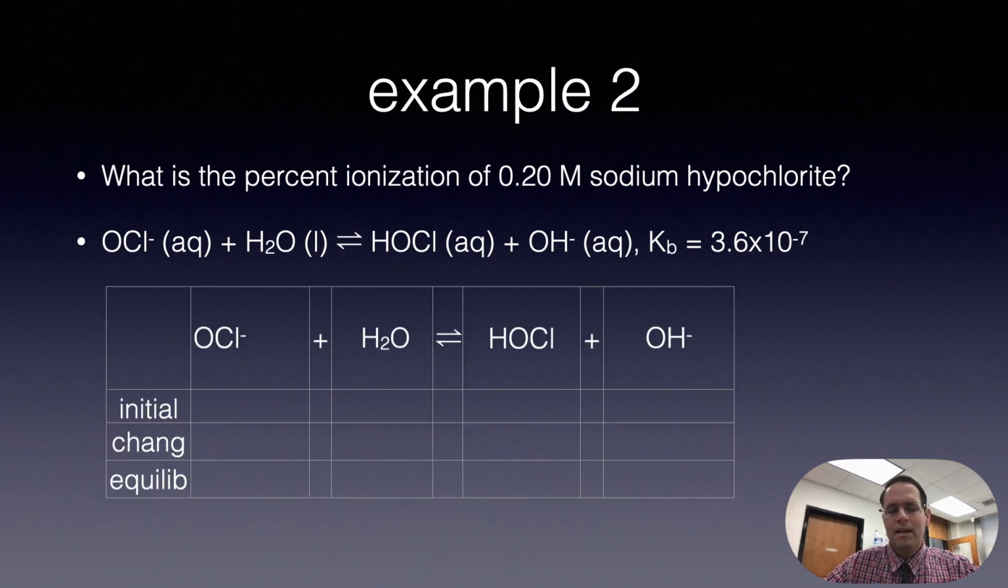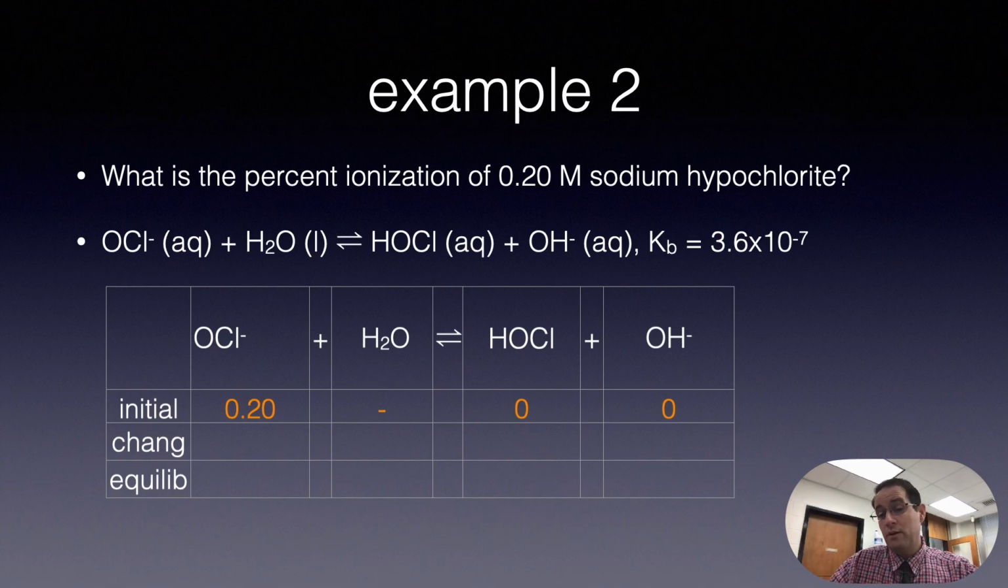Okay, and what you want to do is set up an ICE table with the initial, change, and equilibrium in the column, and then our ions of interest written out. Water is a liquid, and I just put it here for the sake of completeness. Okay. So we're starting off with 0.20 molar of the hypochlorite. We don't worry about water because it's a liquid, and we're assuming we have 0 of the products. Now it's true in pure water you have very small amounts of hydroxide, but it's too small relative to the amount of hydroxide that's going to be formed by this chemical reaction. So just put 0 to make this table simple.